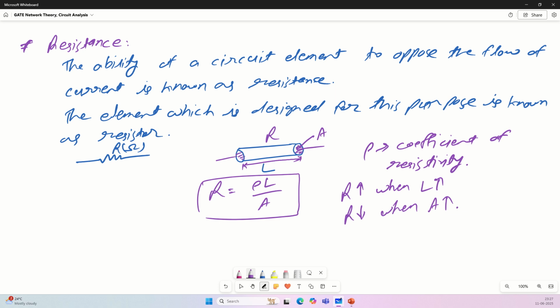So why don't we take a GATE question that was asked in previous years, and it will be easy for us to understand through this particular question. It is a resistance based question, but it is a very good question.